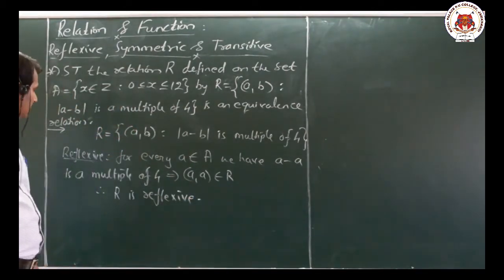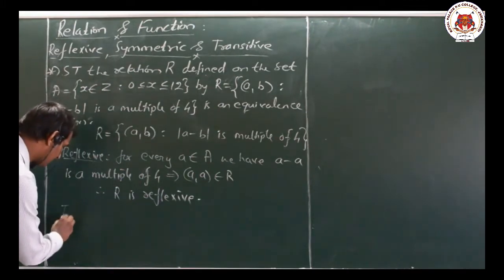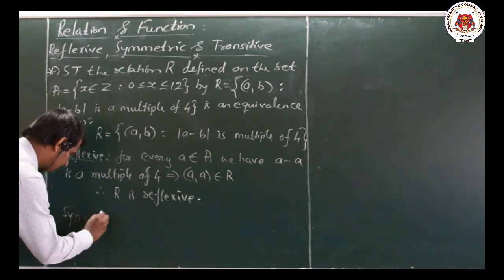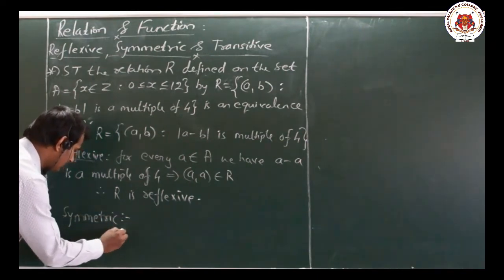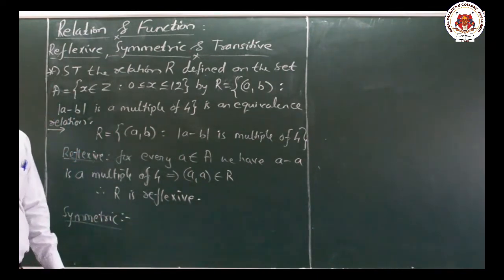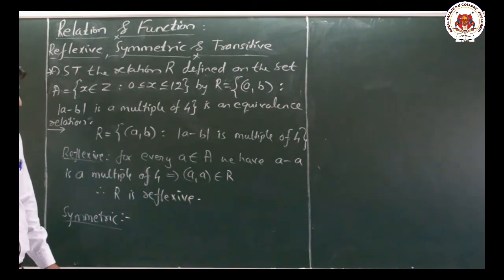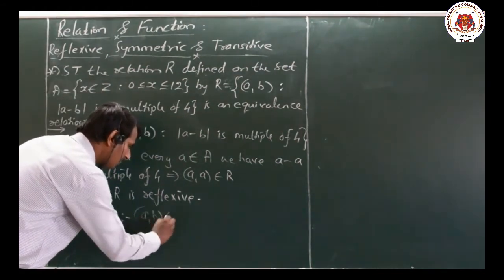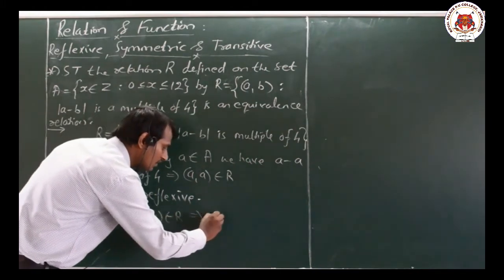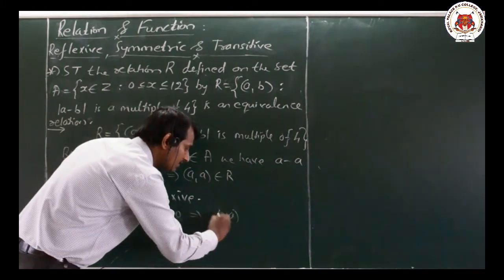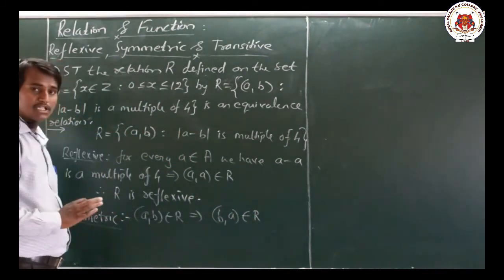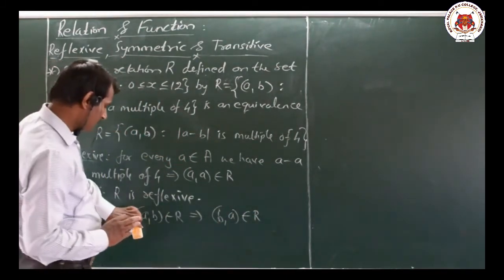Now the next one, that is symmetric. Now what do you mean by symmetric here? That we shall observe here. So first of all, symmetry means what here? We have a comma b belongs to R. That implies we should have b comma a also belongs to R. That is the condition for symmetric that we shall take here.